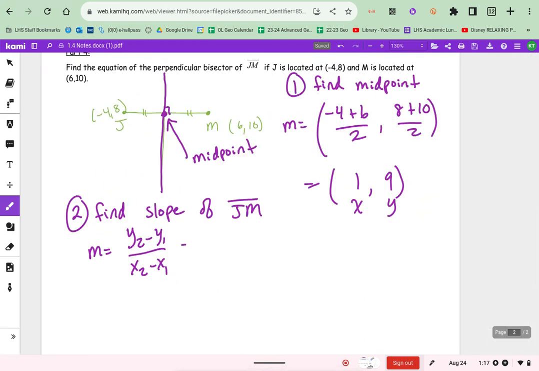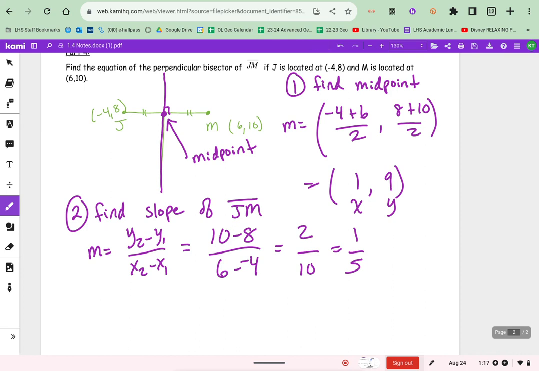And so now I'll just plug in. So I'll make y2 10 minus 8 over 6 minus -4, which gets me 2 over 10 or 1/5. So the slope of JM is 1/5.